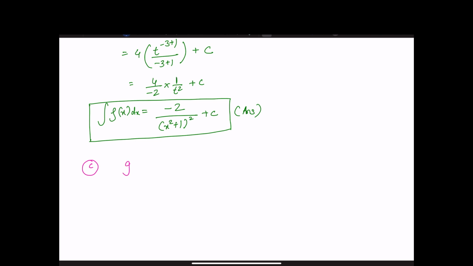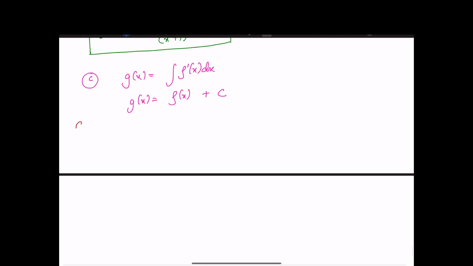So gx would be the integral of f dash x dx, right? If I integrate this, it will be fx plus c. The integral of f dash x is fx. Now there can be two cases, right? In the first case, gx can be above fx. In the second case, gx can be below fx. And in both cases, we'll have two different integrals.